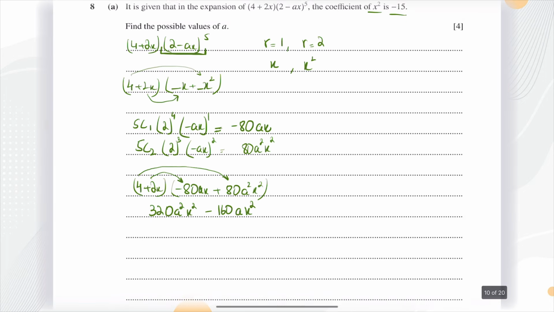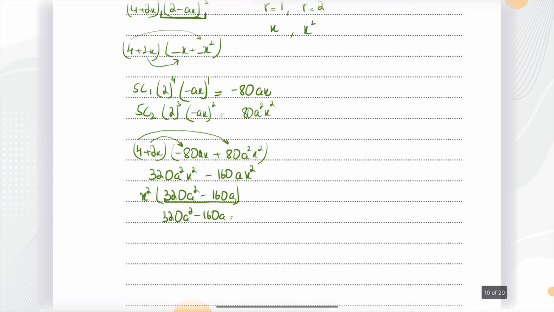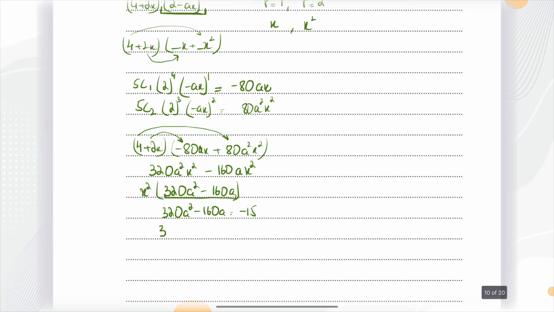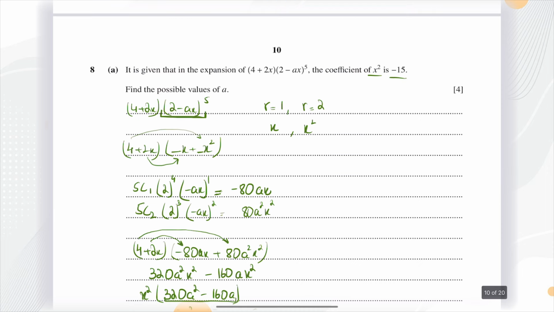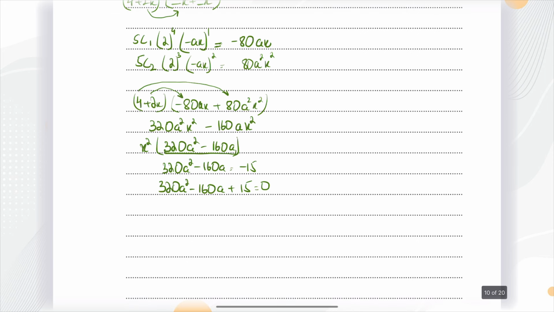Now let's scrape off just the coefficient, so that means taking x square common, so we have 320a square minus 160a. And this, according to the question, is equal to minus 15 actually. So we make a quadratic equation out of it. I'm pretty sure the question has given a condition on a, or maybe it's asking us to find the possible values. Since it's asking for the possible values, when we solve this we're likely to get two answers and we need to give both of them.